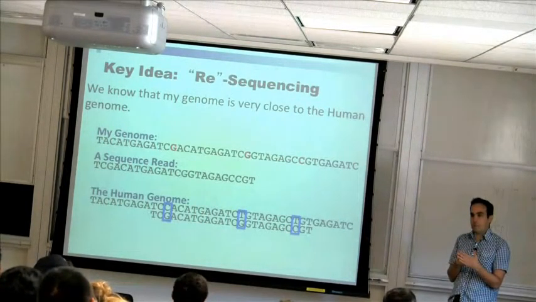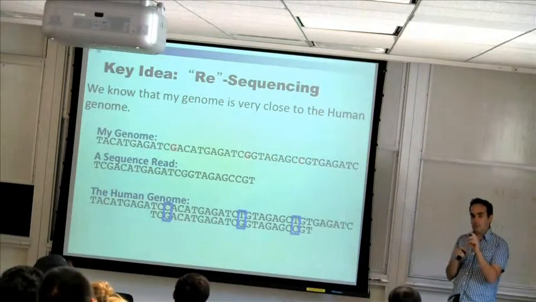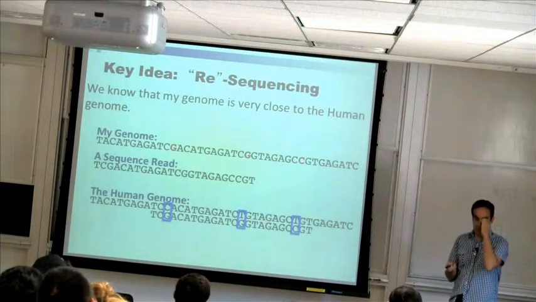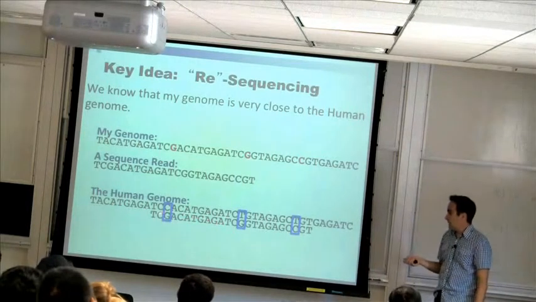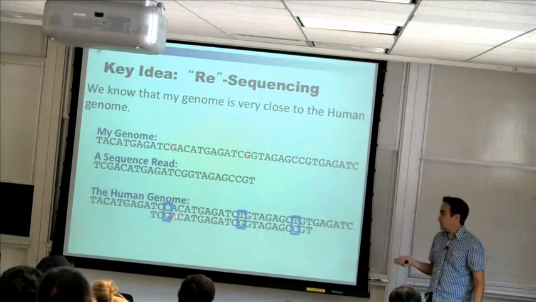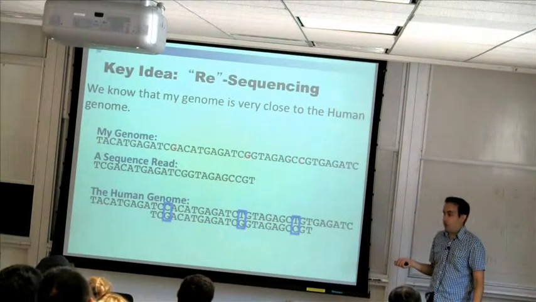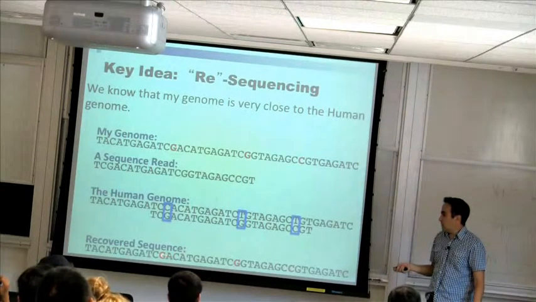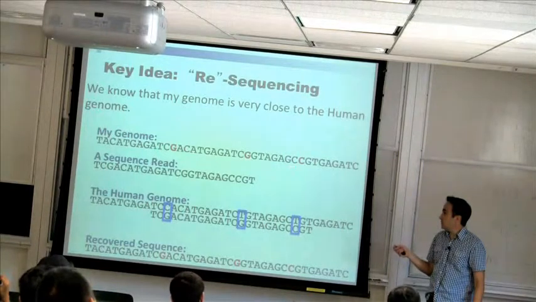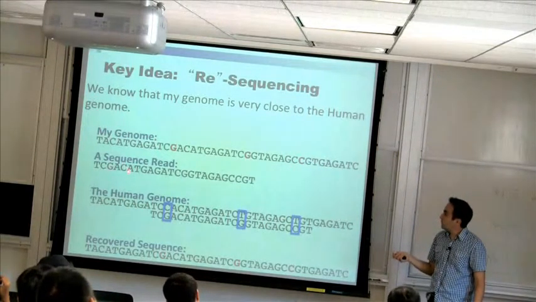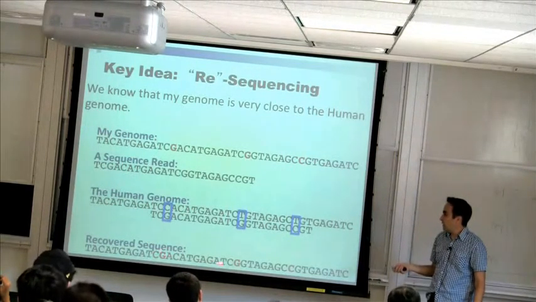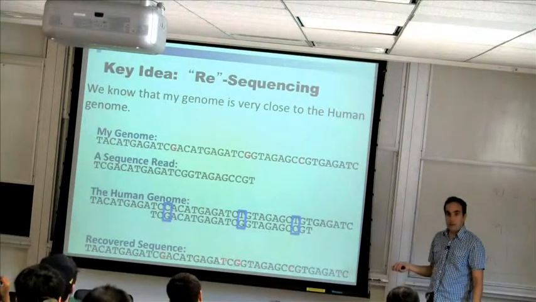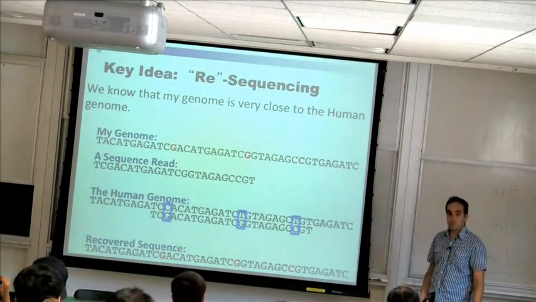Does that sound familiar? So what diff does is it takes two documents and gives you the list of differences. You can think of this list as being the difference between my genome and the human genome. At the end, I get this list of differences, and I just take the original human genome sequence and add all the differences to it, and it'll be like my genome.